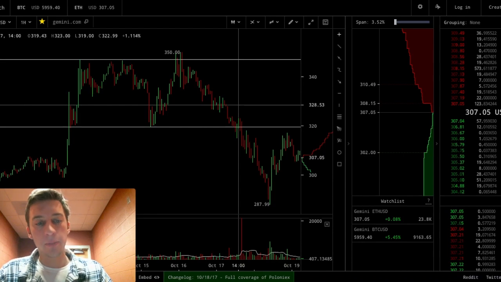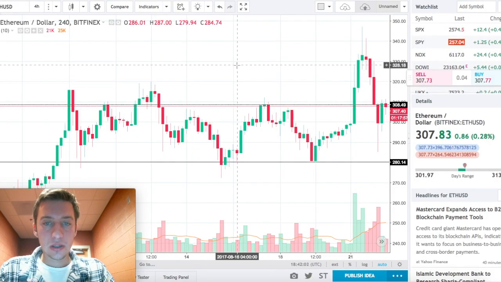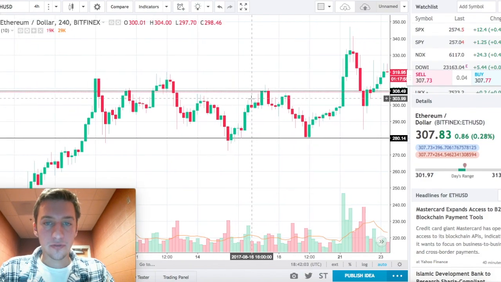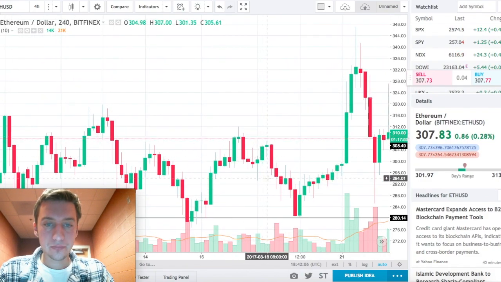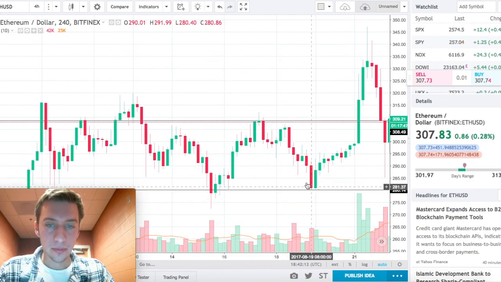So that would be the double top. Now let's look at the double bottom on TradingView. Right here we have a beautiful double bottom. And this is confirmed again by very high volume right here. You can see high volume here and high volume around here too.